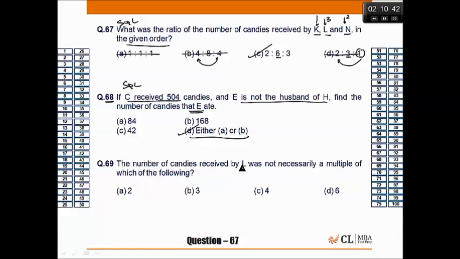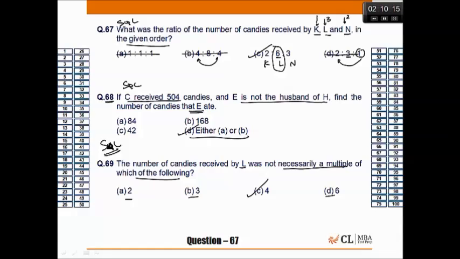The number of candies received by L was not necessarily a multiple of which of the following? Number of candies received by L, we already have it here. K is to L is to N. 2 is to 6 is to 3, okay, let's use that. Not necessarily a multiple. 6 is a multiple of 2, 3 and 6, therefore 4. Oh, this was great. This we did using SQC. 1 we knocked off. Okay, good going. I think this was a gift. Lucky.